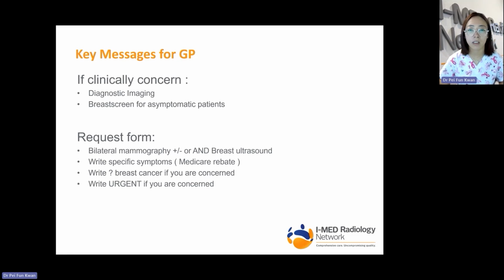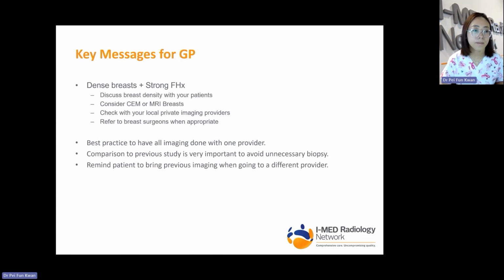And if there is clinical concern of breast cancer, please don't be afraid to put down question of breast cancer. It just means that when your patient comes to book their scan, it can be triaged faster and can give out urgent spot. And please write urgent there. And if you want us to call you back with the result, please write it down, put your number down. We will call you back urgently.